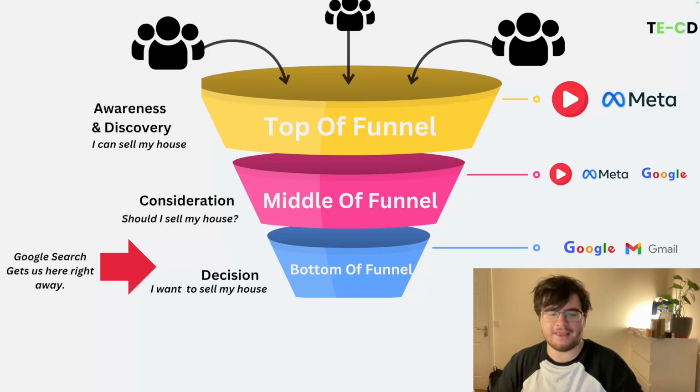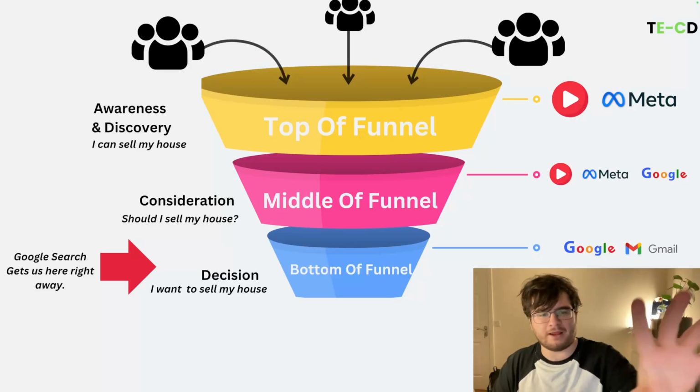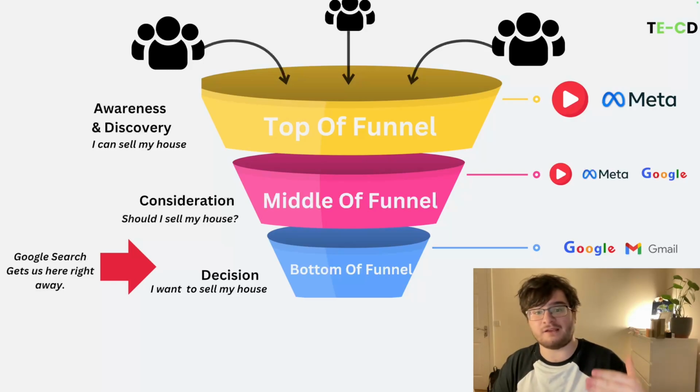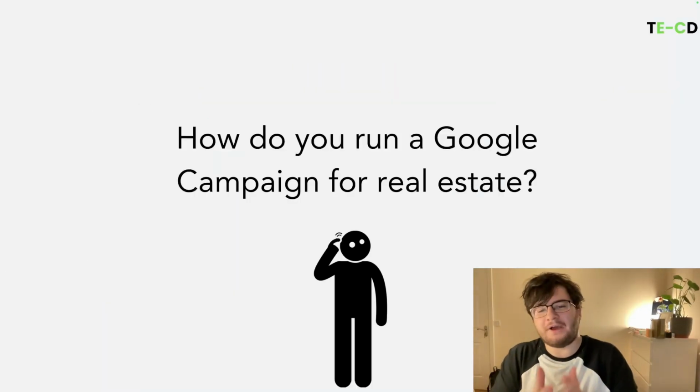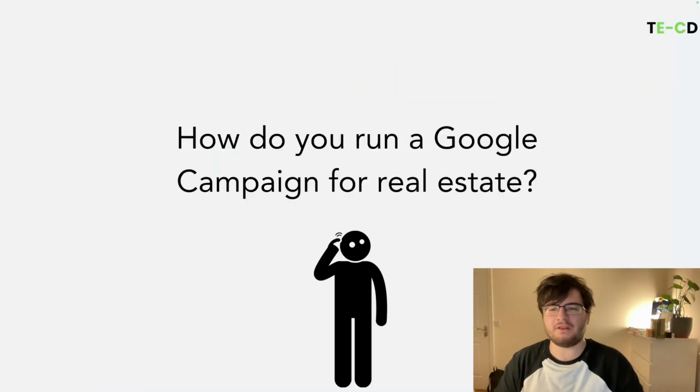So we're right there and we can start selling houses right away without convincing anybody about any of the things at the stages below it. So the question is, how do you run a Google campaign for real estate? Well, it's very similar to other types of campaigns, except we're going to have to be very good with our keywords.